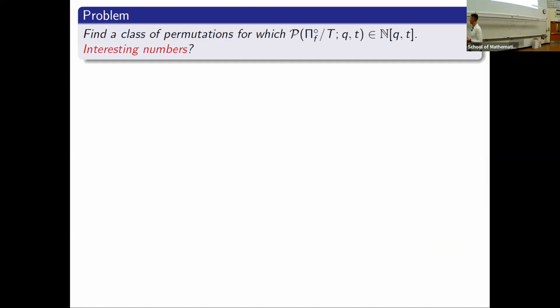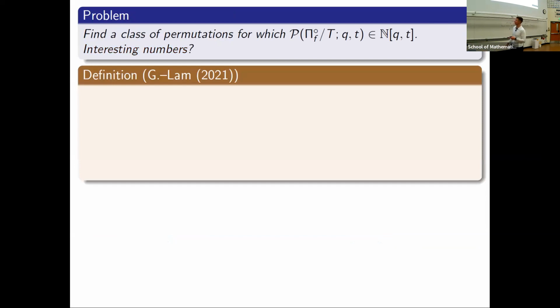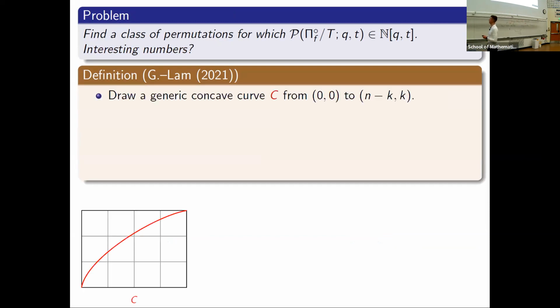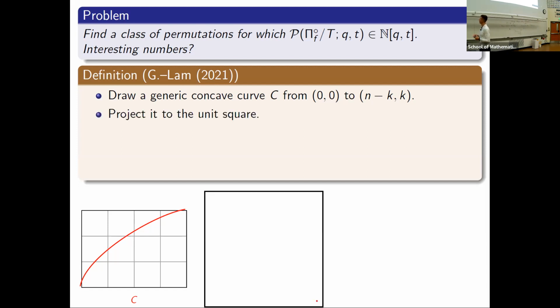So let me try to give you one nice class of these permutations. Here's a construction that we came up with Thomas. This is going to sound weird, but it actually naturally pops out of the positroid approach. You start with a concave curve from 0,0 to n minus k, k. Just choose any concave curve, and let's say it's generic, so it doesn't pass through any lattice points. Then I'm going to slightly move this curve up, so that it doesn't pass through any lattice points, even 0,0. And then I'm going to take this curve and project it onto the torus.